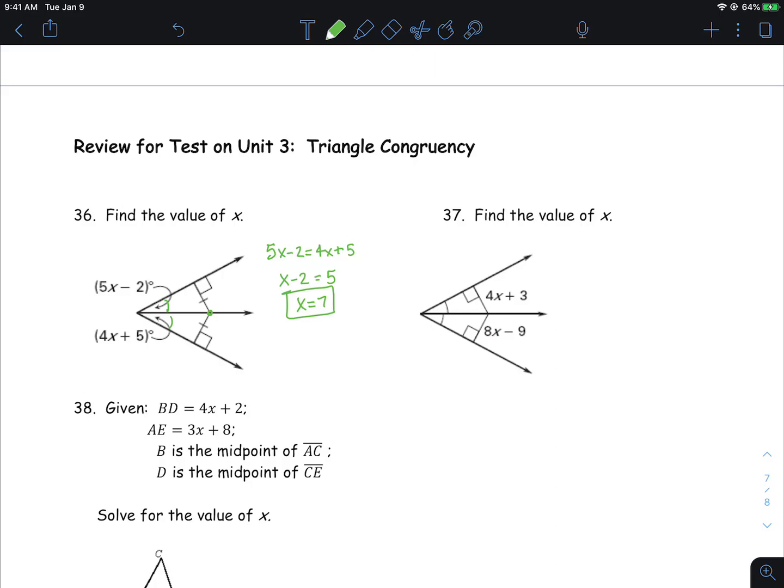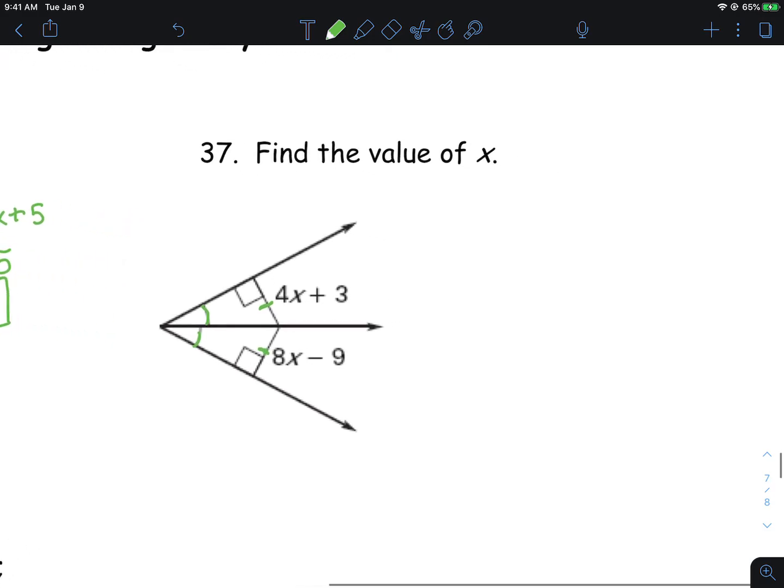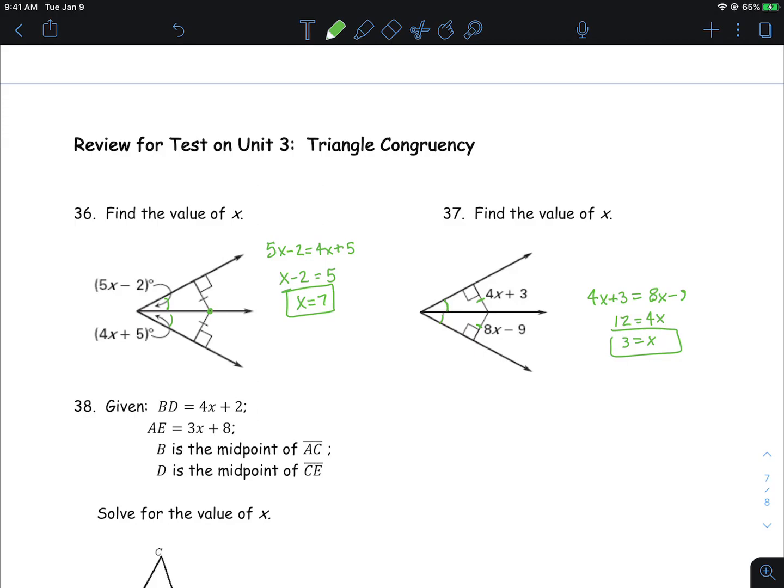Okay, 37, they tell us that this angle here is being bisected, which means these here have to be equidistant from the rays. So that just means set these guys here equal to each other. We could subtract 4x, we'll get 4x. We can add the 9, you'll get 4x equals 12, and then you can divide, and you get x is 3. So just set those equal, and then you're good to go.